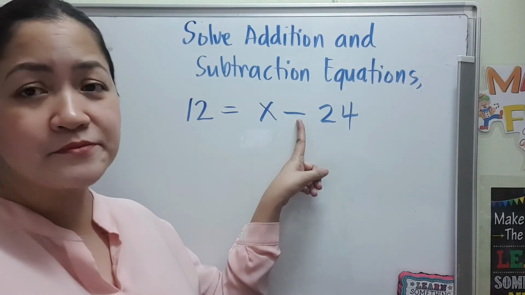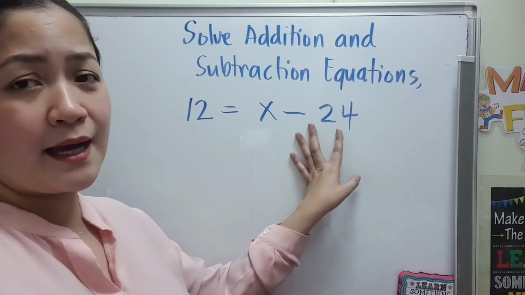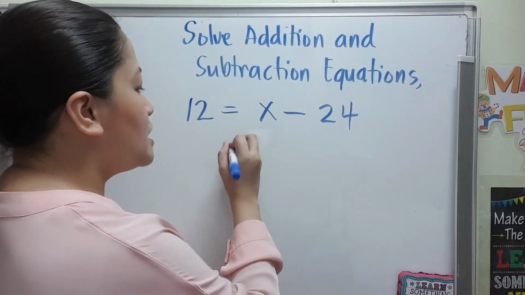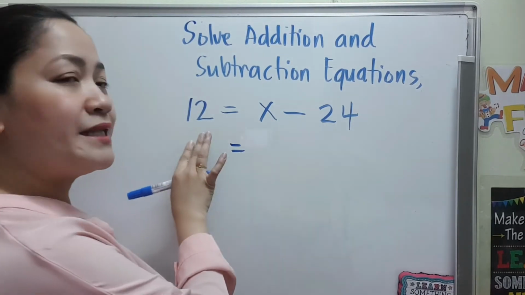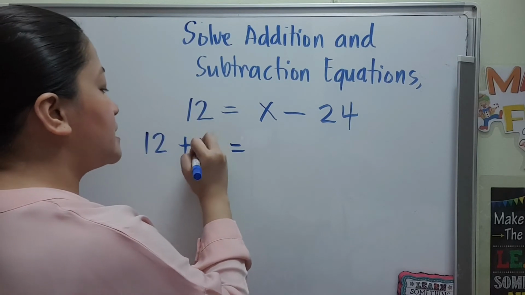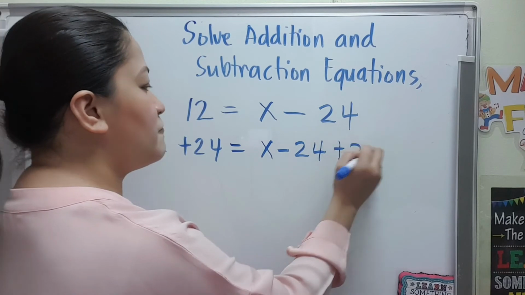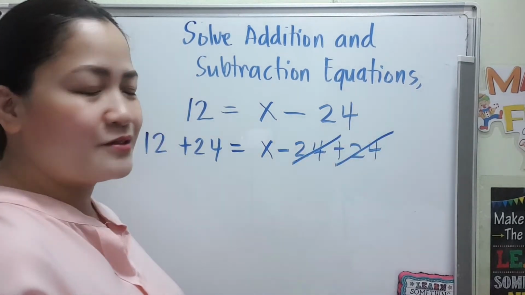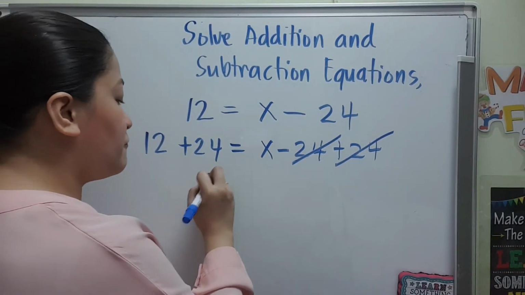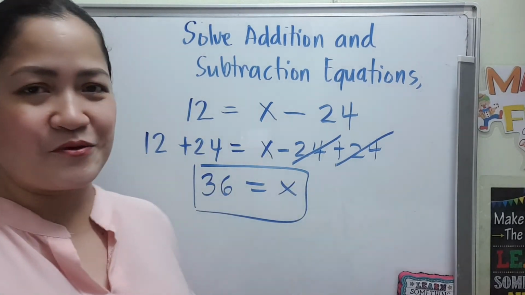And since this is subtraction, we will use addition to remove it. So what are we going to add on the right side? That's right. We will add 24. Since we will add 24 here, we need to add 24 on the left side also. So that will be 12 plus 24. And the right side will be x minus 24 plus 24. We should cancel that out. So only x will be left on that side. Then, 12 plus 24 is 36. And that is equal to x, the value of our variable.